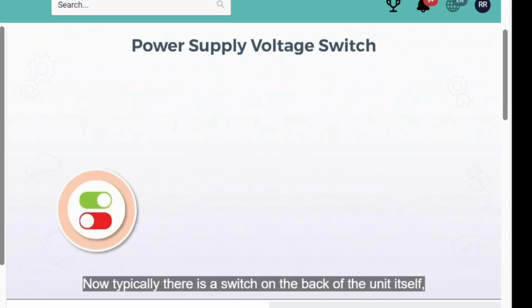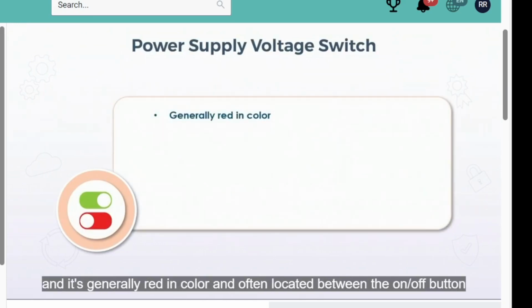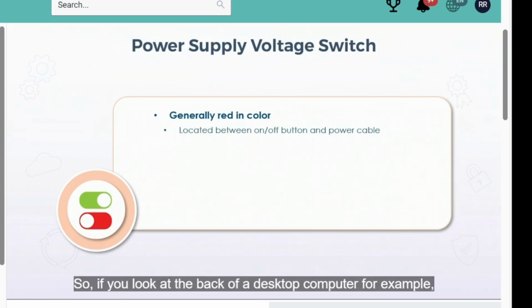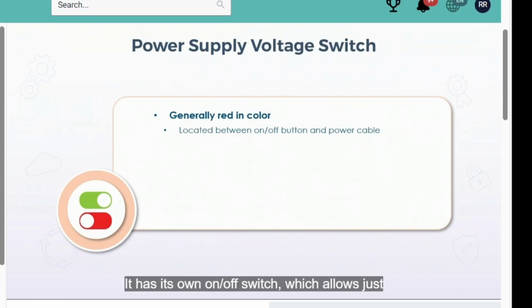Now, typically there is a switch on the back of the unit itself, and it's generally red in color and often located between the on-off button for the power supply itself and the cable. So if you look at the back of a desktop computer, for example, you'll generally see the power supply in the very top of the unit. It has its own on-off switch, which allows just the power supply itself to be turned off.